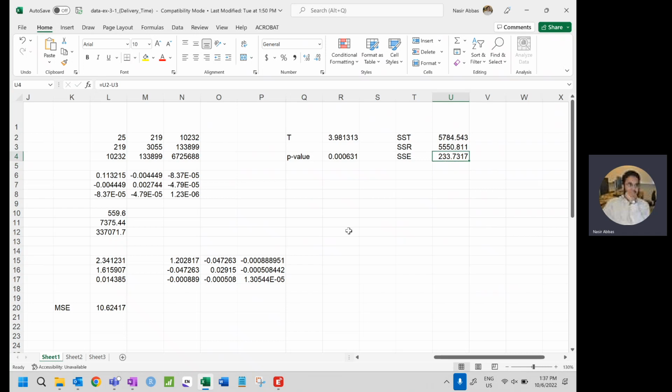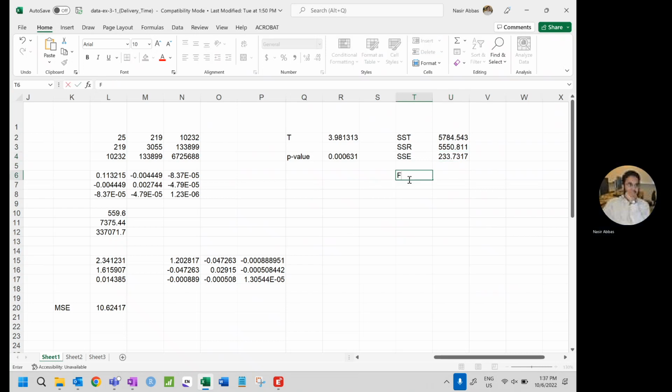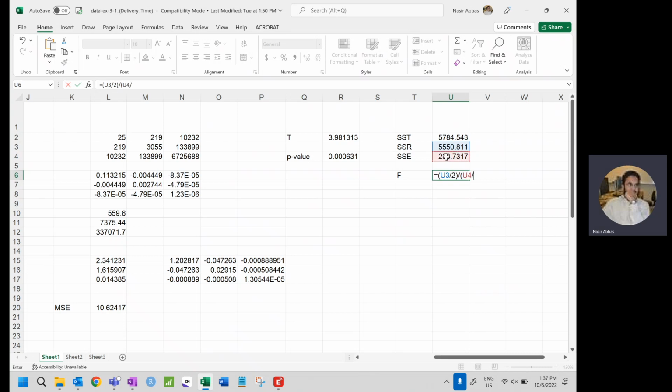233. Yes, correct. Now what? Now I'll find the value of F, which is SSR over how many predictors do I have in the model? 2. Over SSE divided by, what is my N? 25. What is my K? 2 minus 1. 261. Is it close to 0 or infinity?